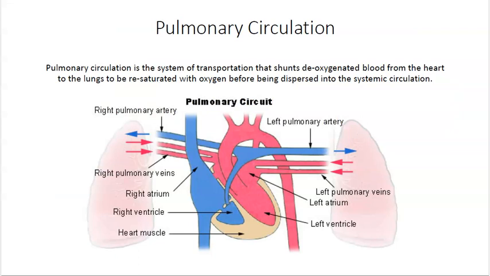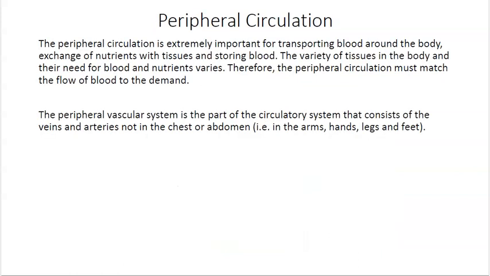Then you have pulmonary circulation. Pulmonary circulation is a system of transportation that shunts deoxygenated blood from the heart to the lungs to be resaturated with oxygen before being dispersed into the systemic circulation. So that's just a circuit that runs between the heart and the lungs to take all that blood that's come back that doesn't have any oxygen over to the lungs to pick up oxygen and come back to the heart before being sent out to the rest of the body.